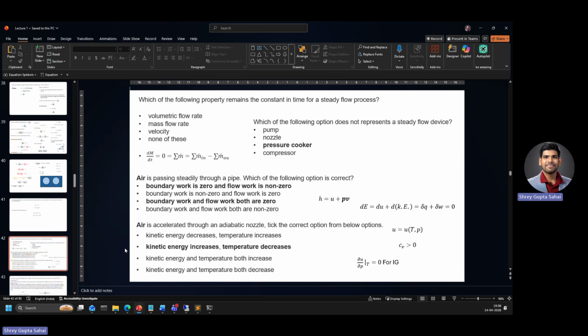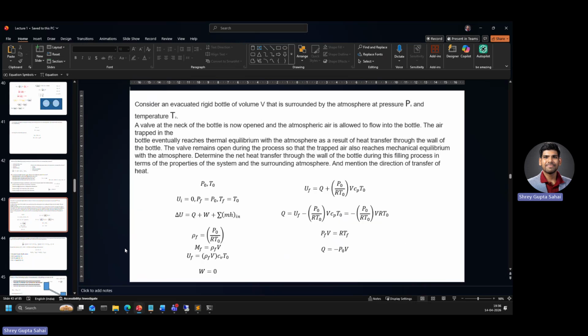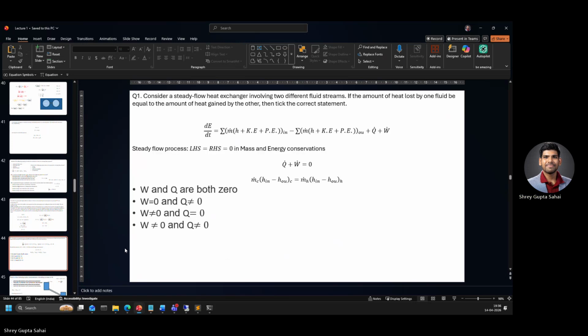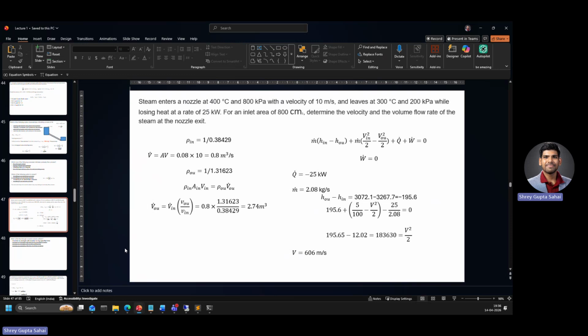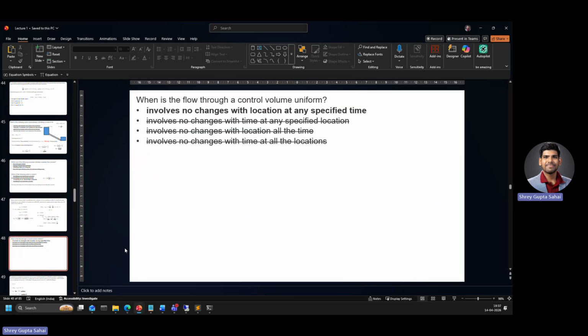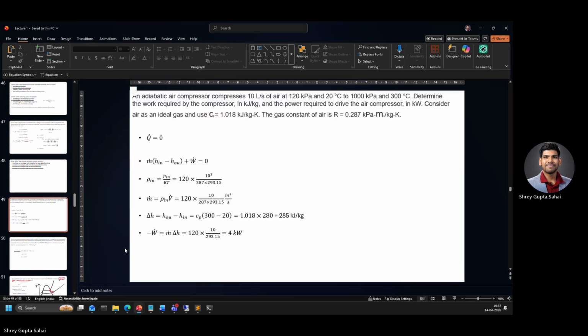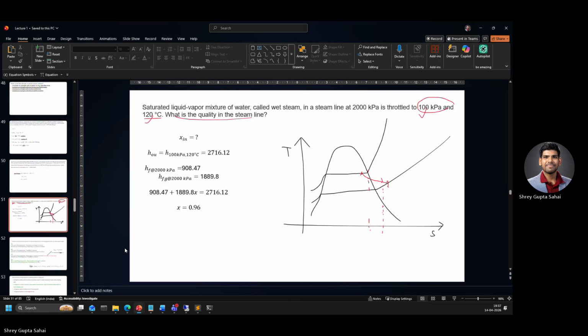A certain number of questions then came when we started discussing first laws for closed and open systems. So this is for open systems: the energy equation for an open system. Certain problems there. Entropy now started coming into the picture. Then we again started solving some questions on the steam tables.